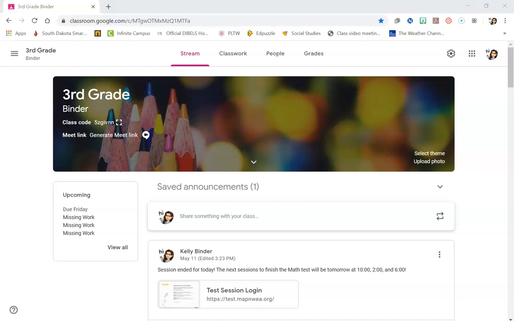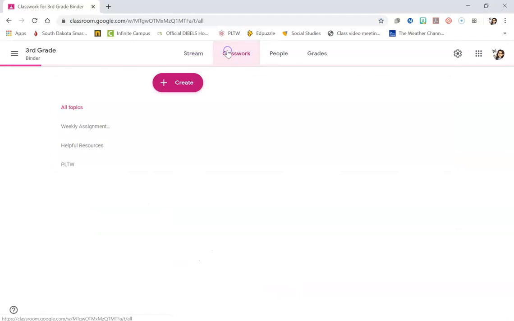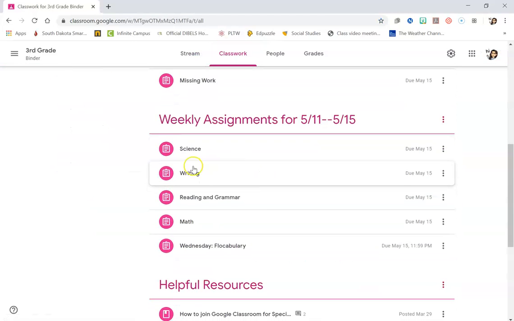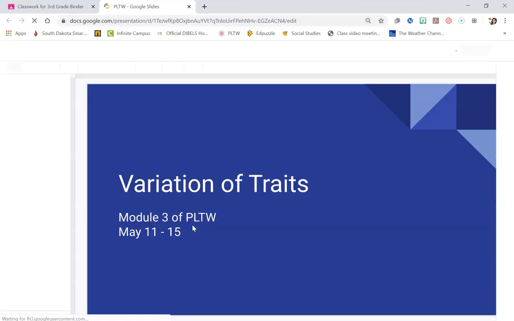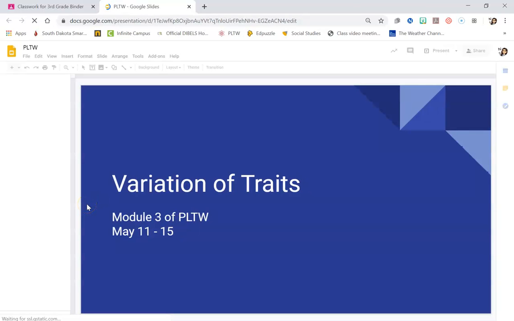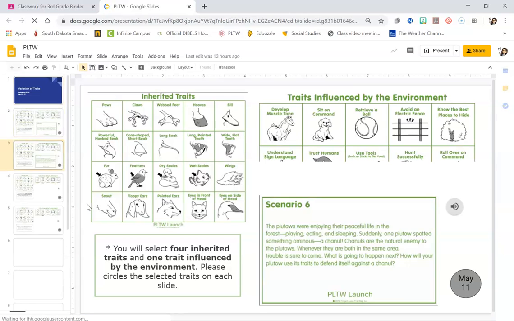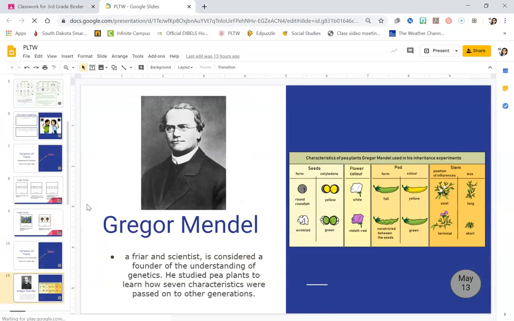Gonna go over your assignments really fast. There's not a lot of them today, so we're gonna just go over them really quickly and then I'll have some announcements at the end. So, science, yesterday you should have solved some of the Punnett squares all on your own. And then today there's just one slide to read through and look at.